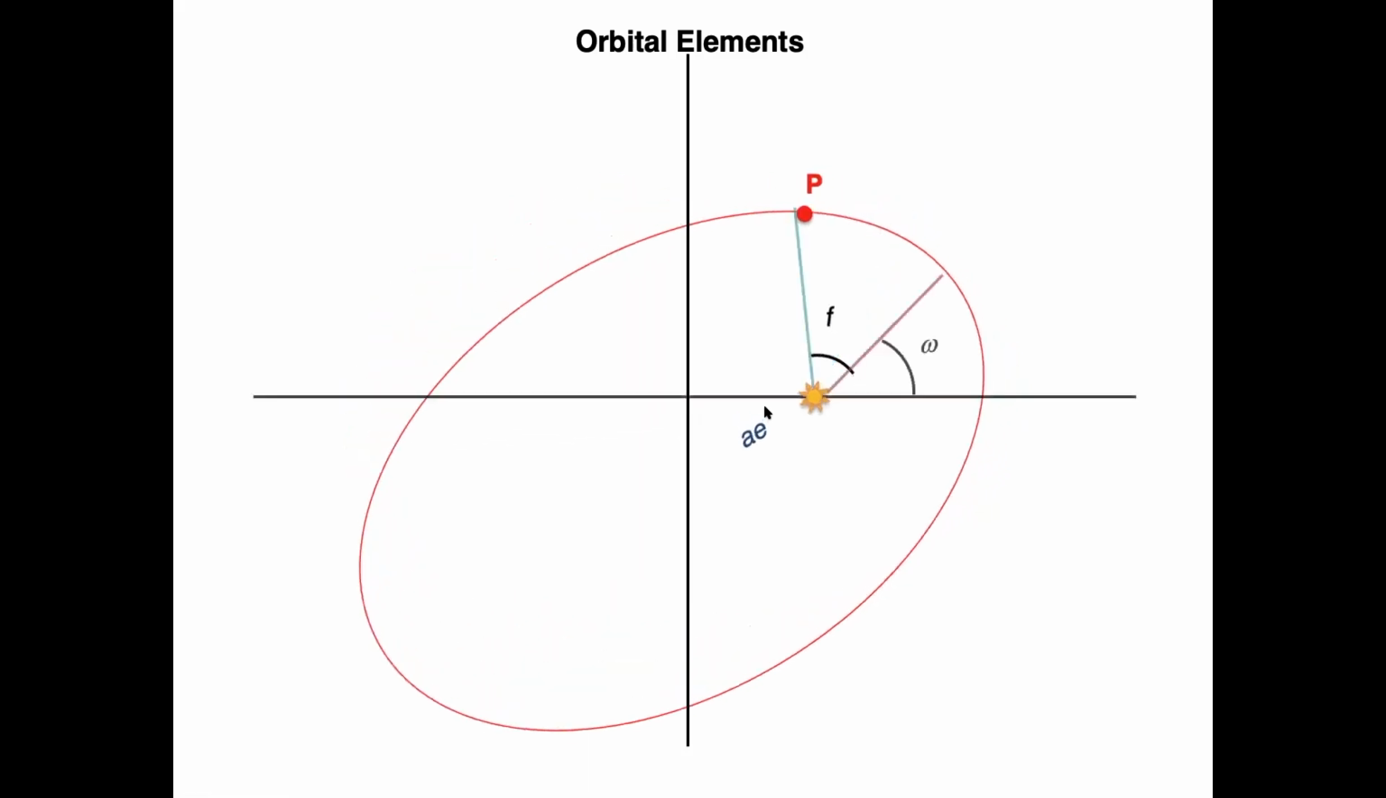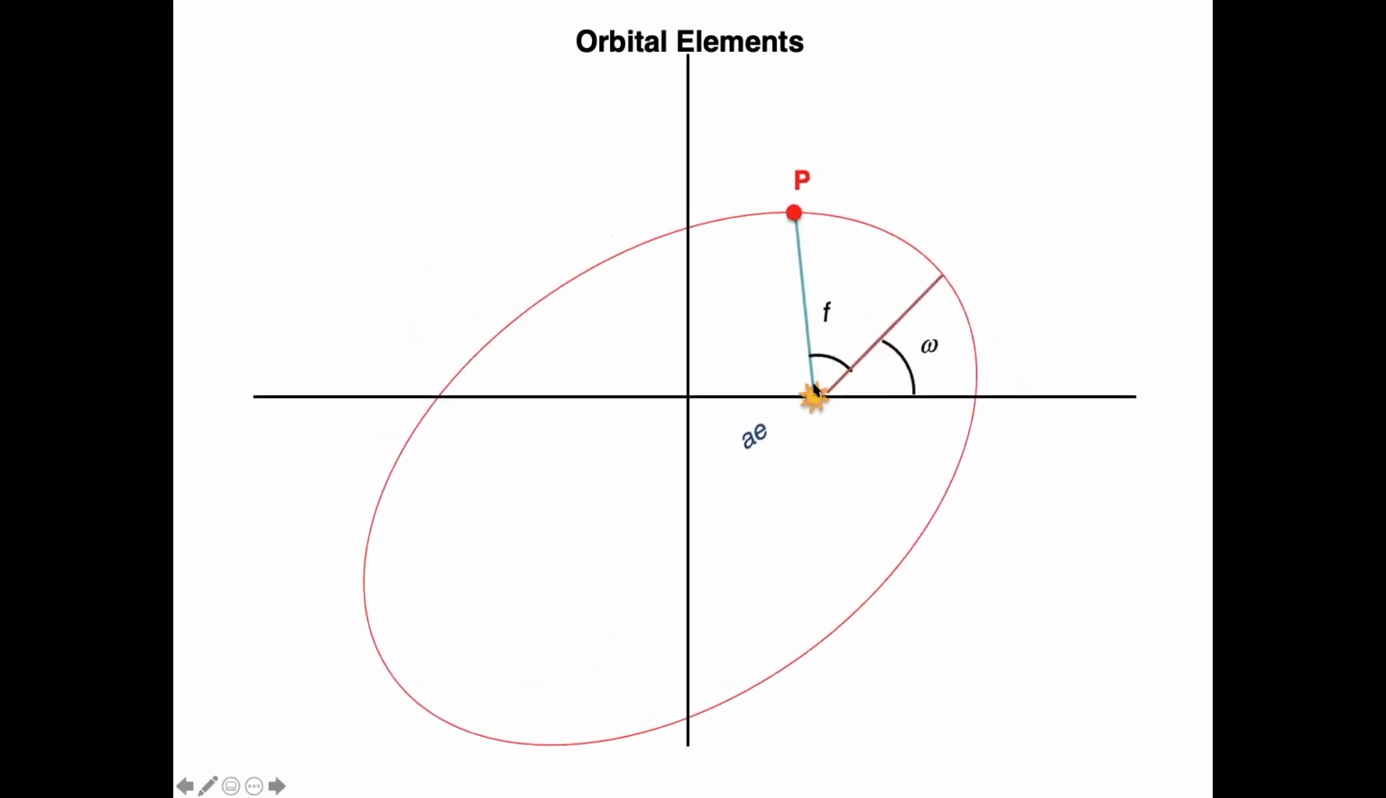If that wasn't the case, if you use another coordinate system, then you have the argument of pericenter, which is this angle omega, which is the angle between the line of apsides and whatever is the coordinate system that we are using.